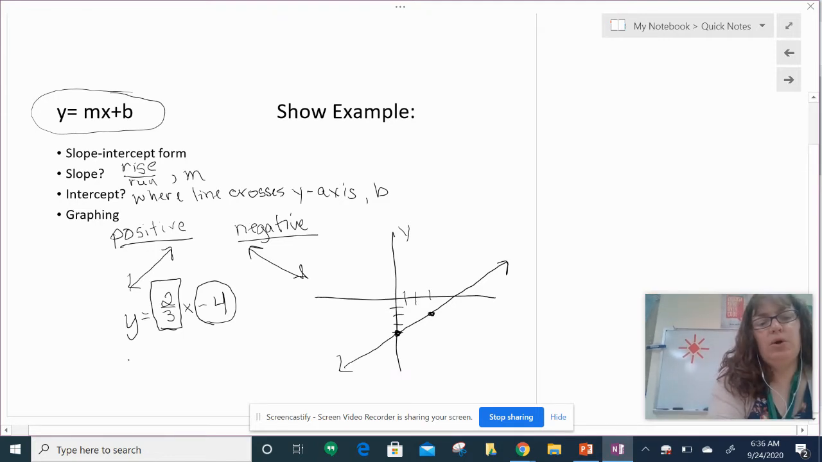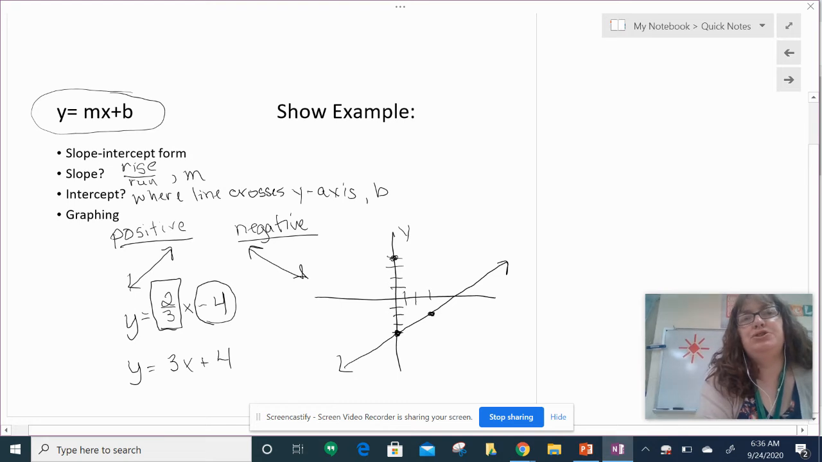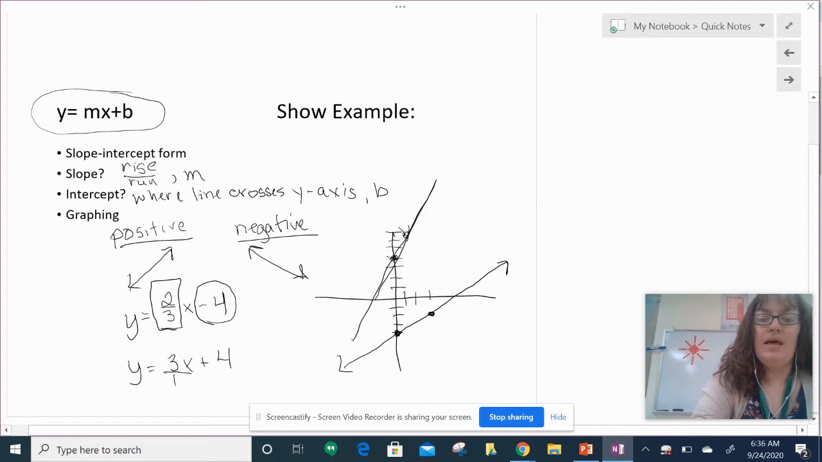Let me ask you one more question. What if my slope looks more like this? y = 3x + 4. So this time, I'm going to start at +4, but how do I know how much to rise and run? Well, guys, when we're given a whole number, we can divide by 1 because 3 divided by 1 is still just 3. And so then from there, I can rise 3 and run 1 and get that line.